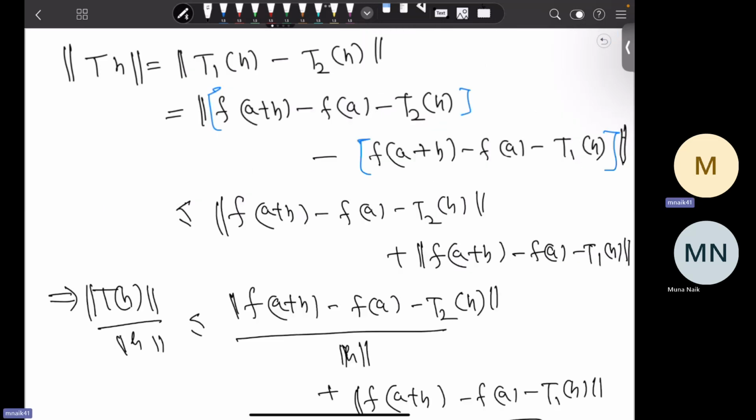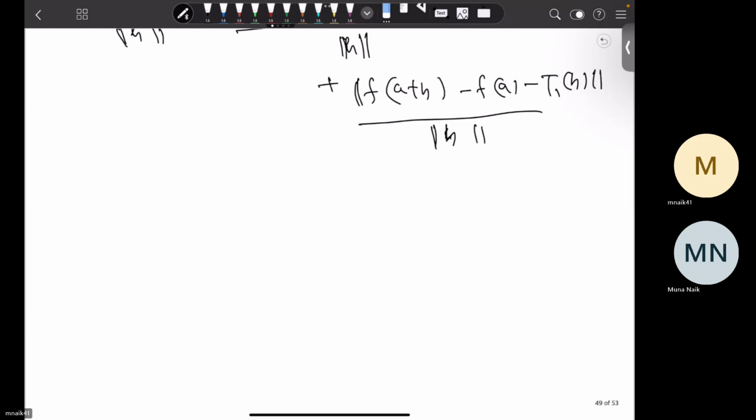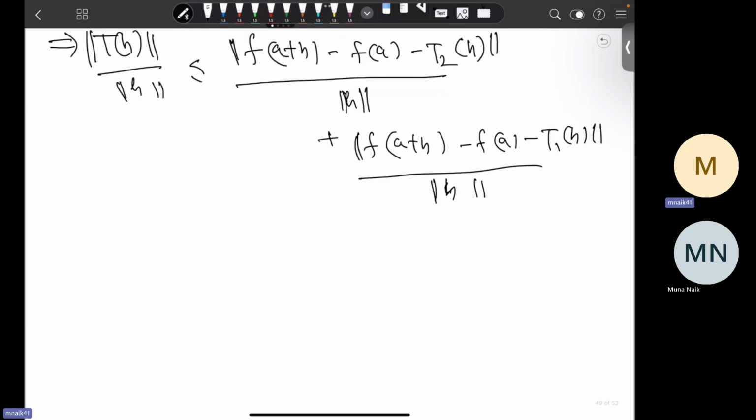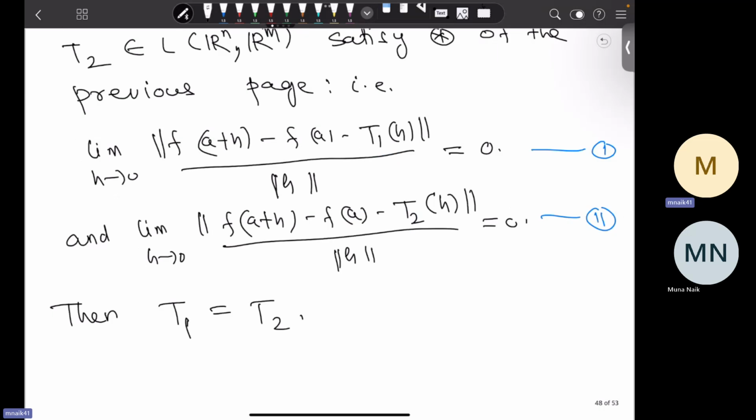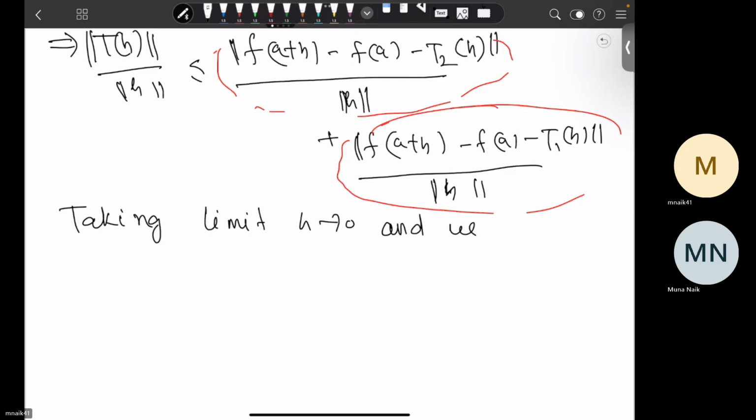Now look at conditions 1 and 2. Taking the limit as h tends to 0, the first quantity is 0 by condition 1, and this other quantity also goes to 0 as h tends to 0, using 1 and 2 of the previous page.